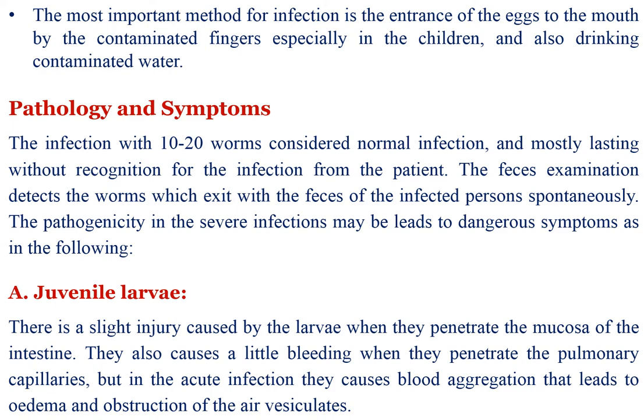Pathology and symptoms. An infection with 10 to 20 worms is considered a normal infection and mostly passes without the patient recognizing the infection. The feces examination detects the worms which exit with the feces of the infected person spontaneously. The pathogenicity in severe infections may lead to dangerous symptoms as in the following. A. Juvenile larvae.